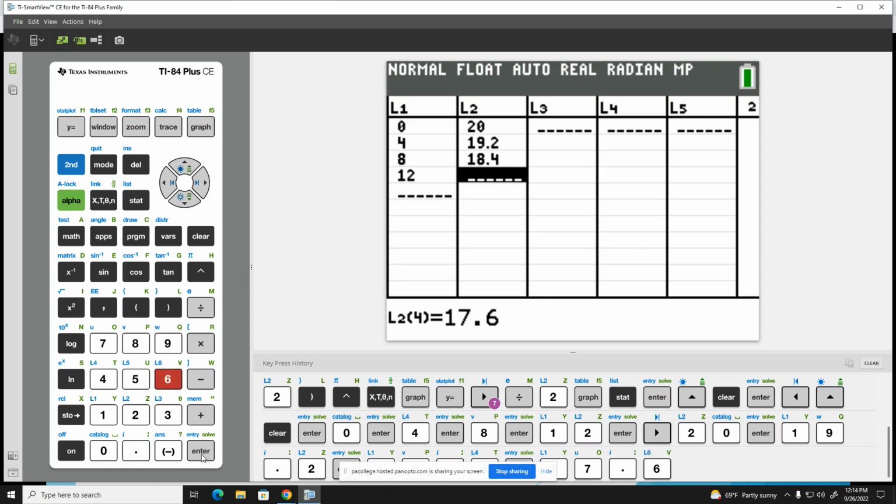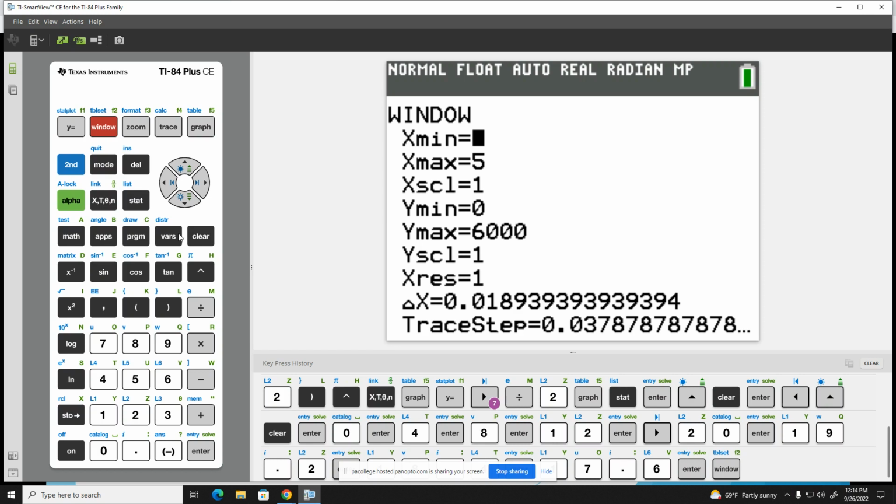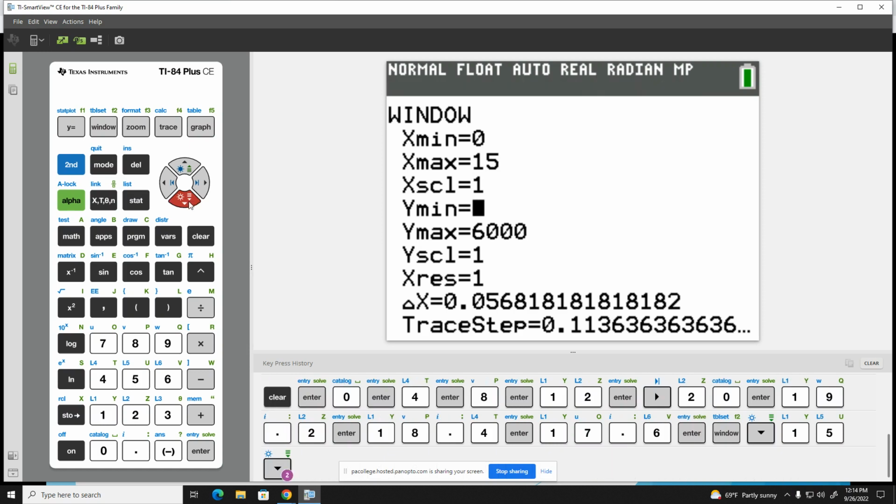Next, I need to think about a good window. In the x direction, 0 to 13 would give me a little room, or 0 to 15. In the y direction, my highest one is 20, so I'm going to go a little above that, to 25. I'm actually going to start at 0 just so I see my axis. So window: x from 0, since the data went to 12, up to 15 to give some room. And in the y direction, I said I was going to go down to 0. My biggest number was 20, so I'm going to go up to 25 to give some room.